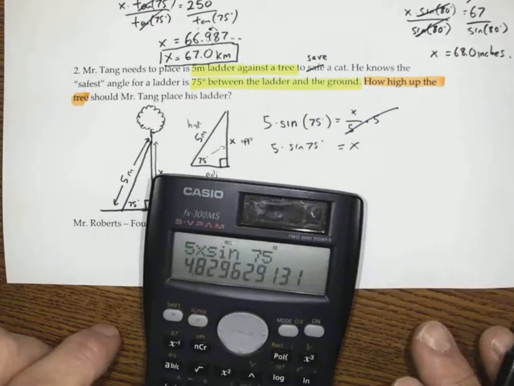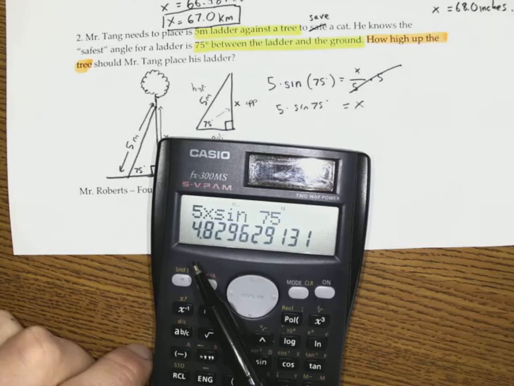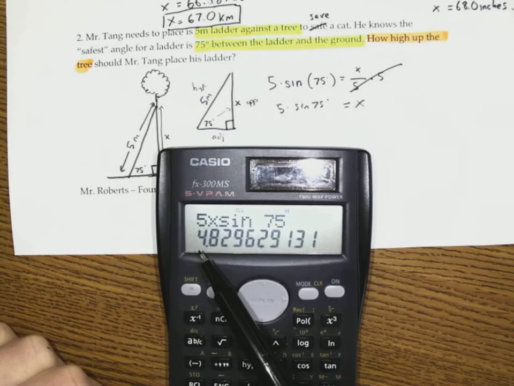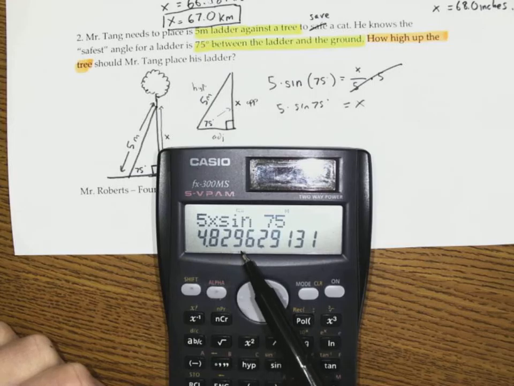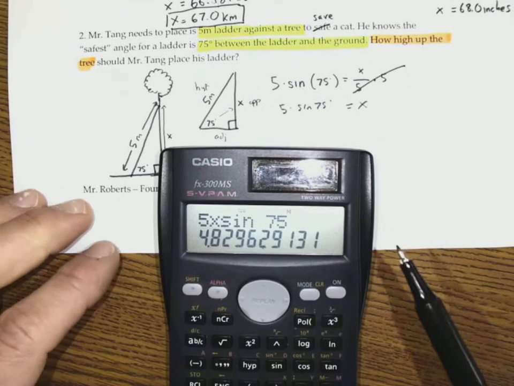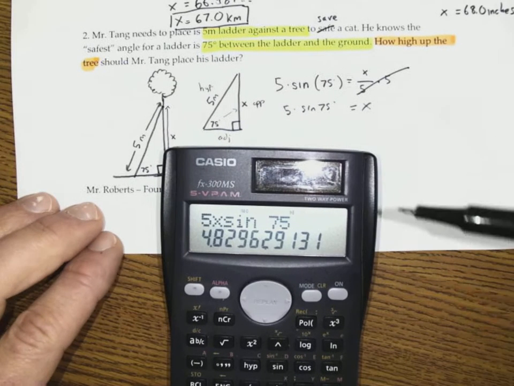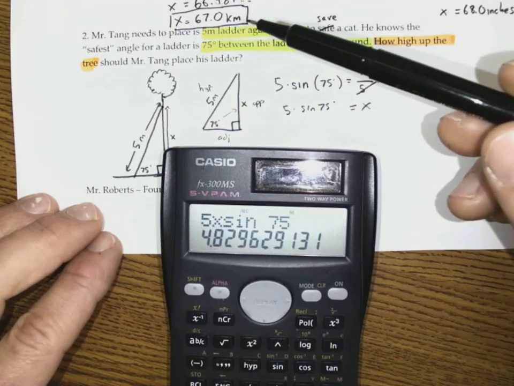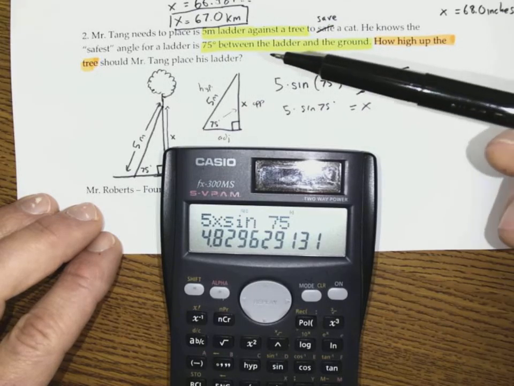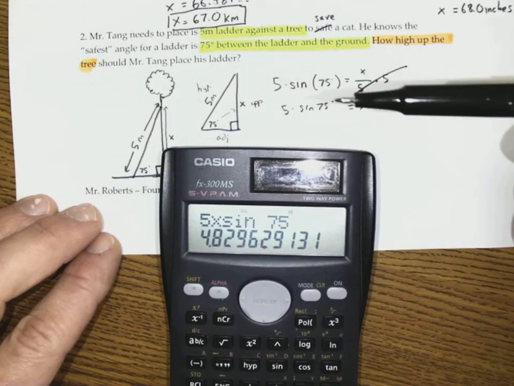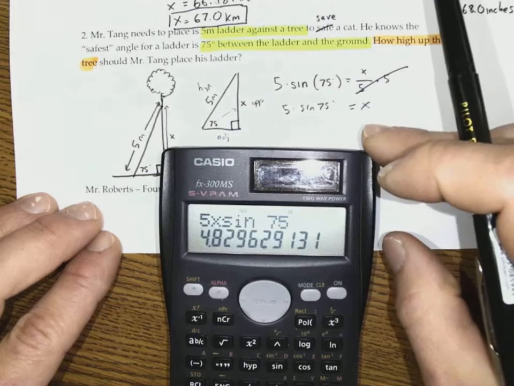So what do I see? I see that I need to place, or Mr. Tang rather, needs to place his ladder 5.8296 meters up the tree. We look at the question. Does it ask for any particular rounding? It doesn't, so really any sort of rounding would be acceptable.